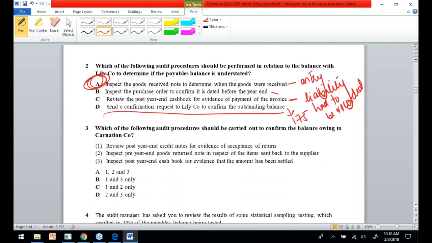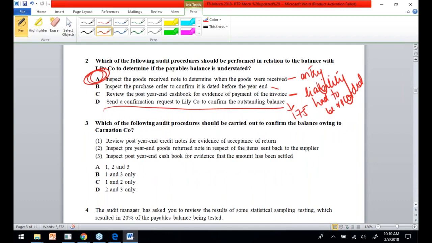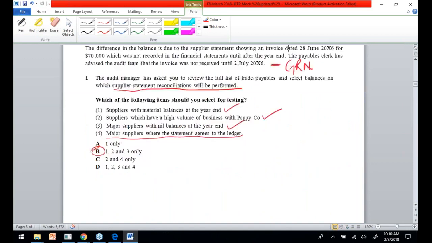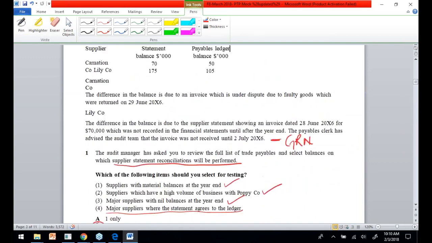Let's move on to the next question. Which of the following procedures should be carried out to confirm the balance owing to Carnation Company? Remember, if you scroll back upwards, there was a difference with Carnation Company as well. A difference of exactly $20,000. The difference in the balance is due to an invoice which was under dispute due to faulty goods which were returned on the 29th of June.